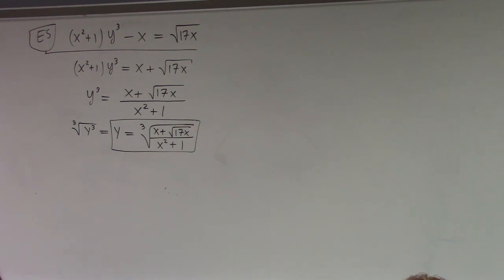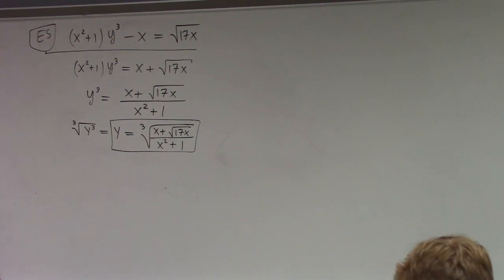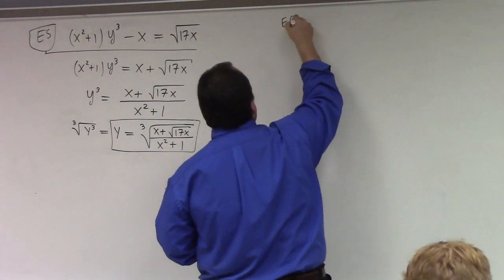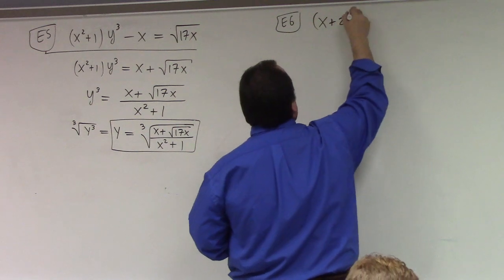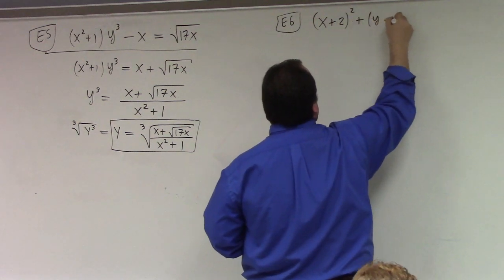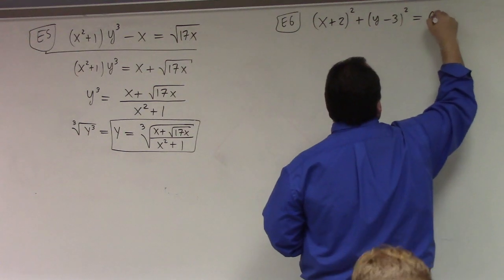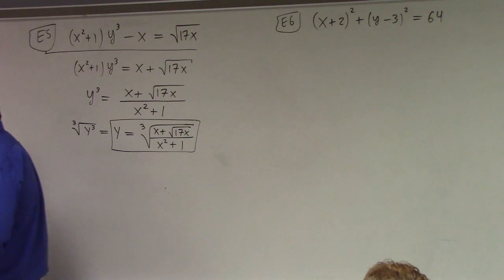Do you want to use the vertical line test on this one? No. Right, that's the question of do you want to graph this? I don't, right? No? Maybe? Try it, Professor Phil? Can we try it? Here, how about this one? Suppose you've got x plus 2 squared plus y minus 3 squared equals 64. Does this define y as a function of x? No. Why?